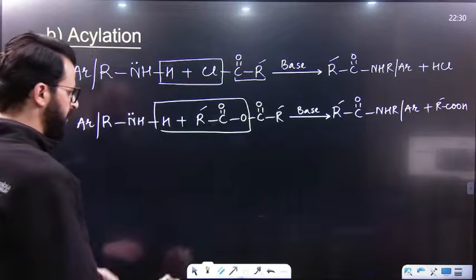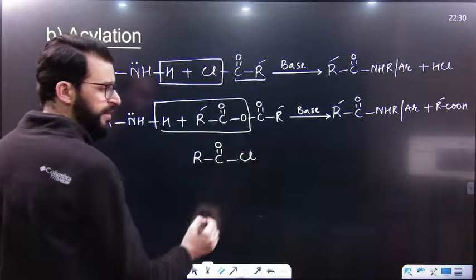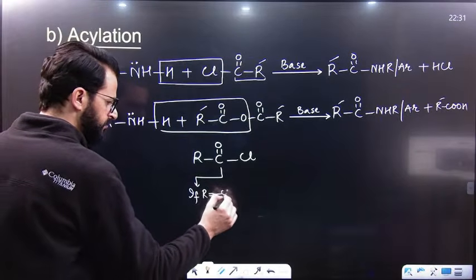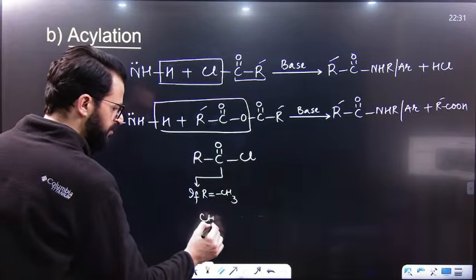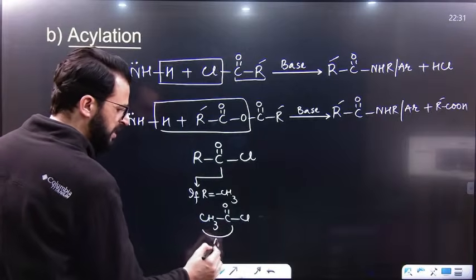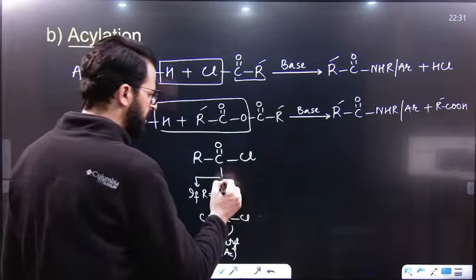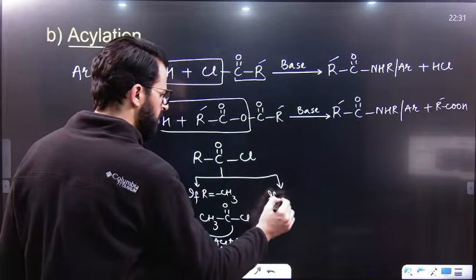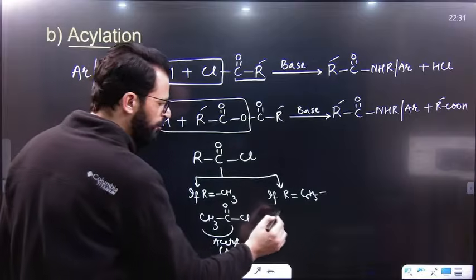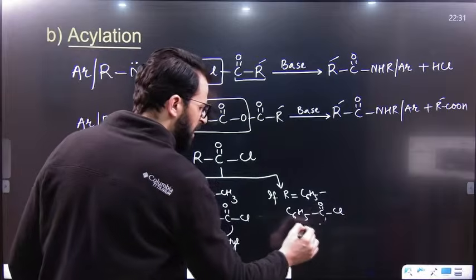Now remember, if you have acyl chloride or acid chloride, and R is CH3, then its formula becomes CH3COCl. This is known as acetyl chloride and this part is known as acetyl, abbreviated as Ac. Similarly, if R is equal to C6H5, then the whole group RCOCl becomes C6H5COCl. This part is known as benzoyl.